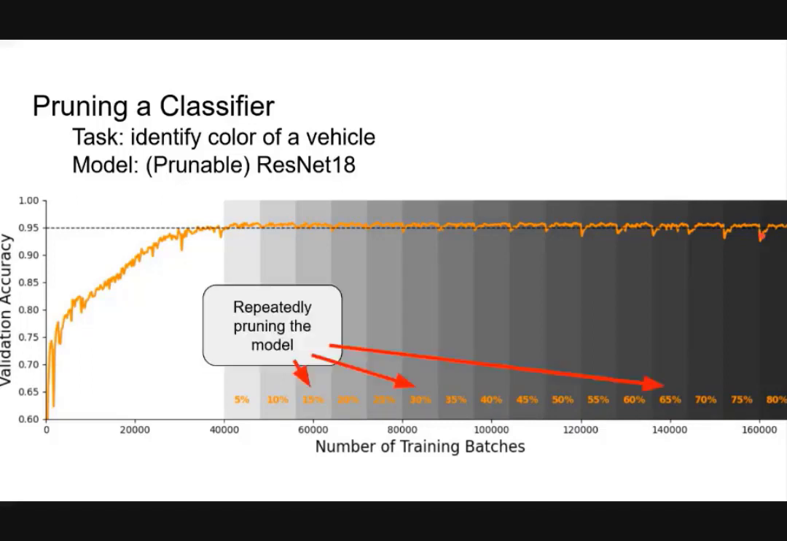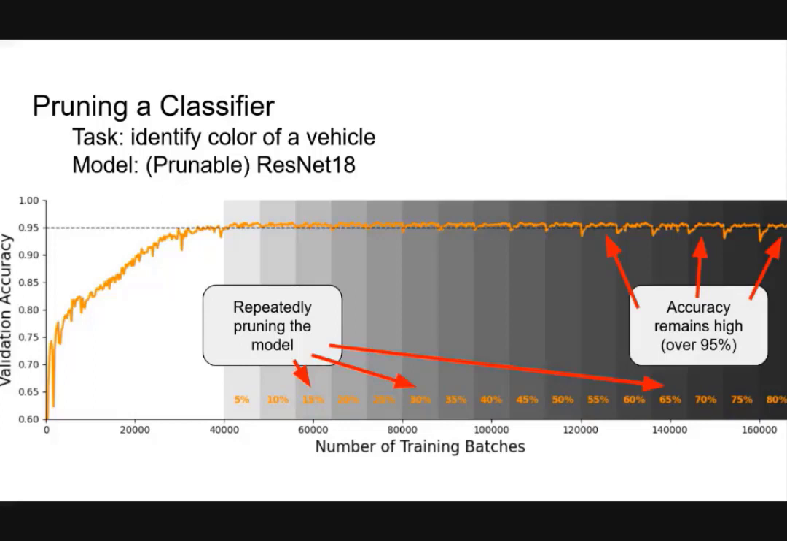So the point of all this is that we removed up to about 80% of the model, and it's still over 95% accurate. So we can remove most of that computation and still do very well. And here, we could have potentially pushed this even farther.